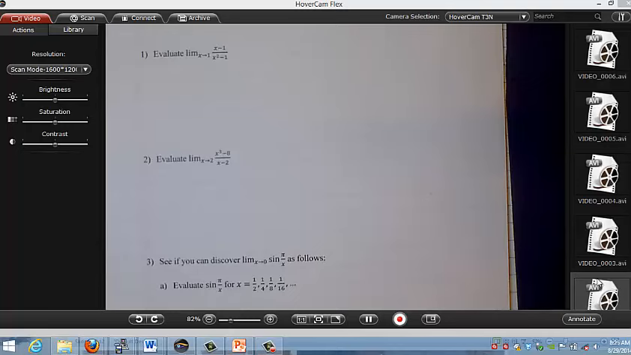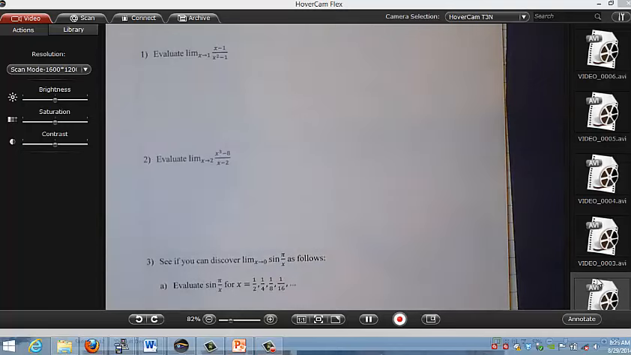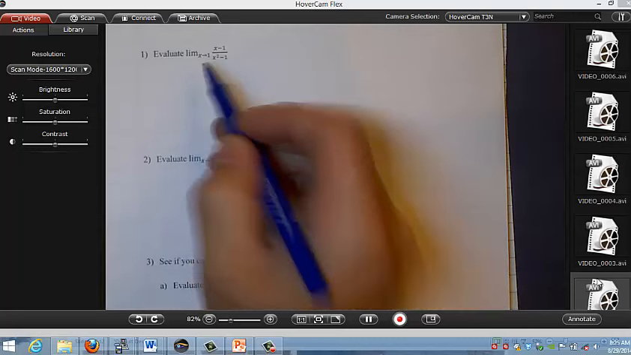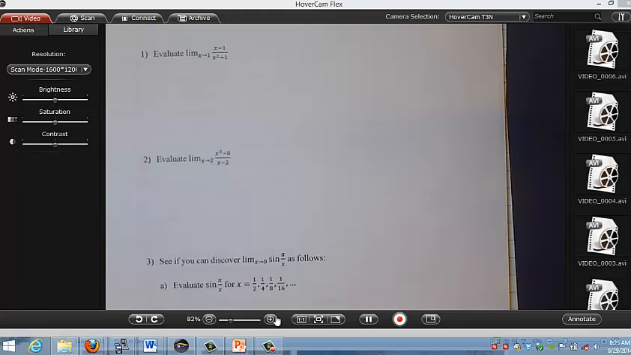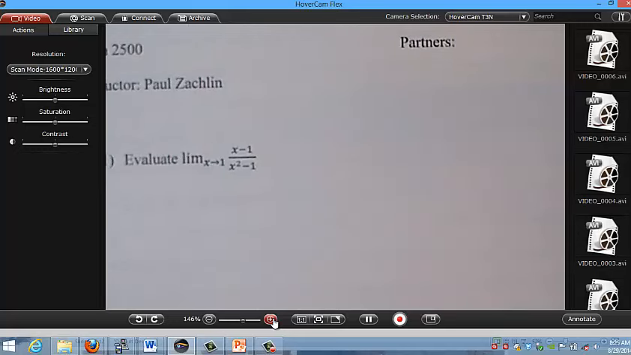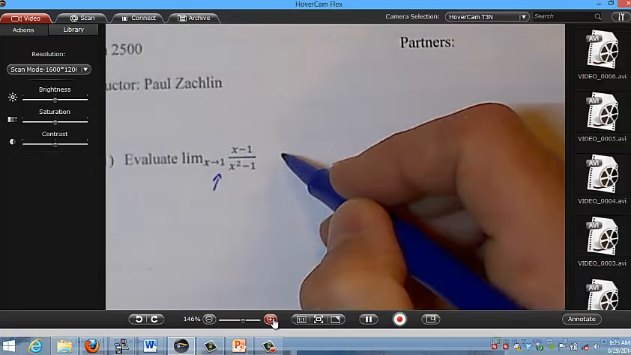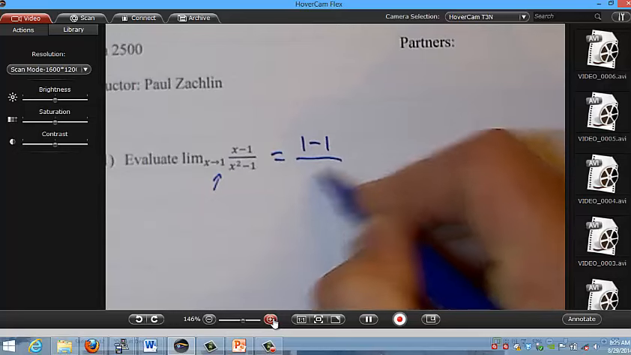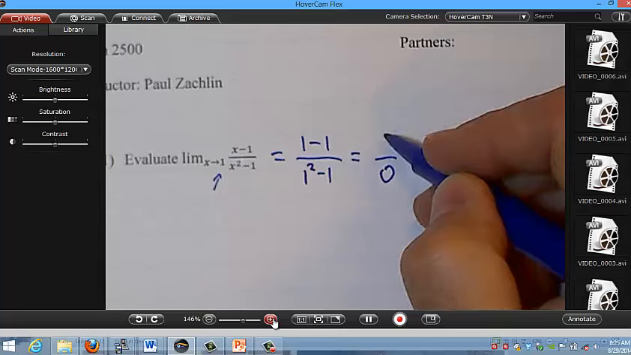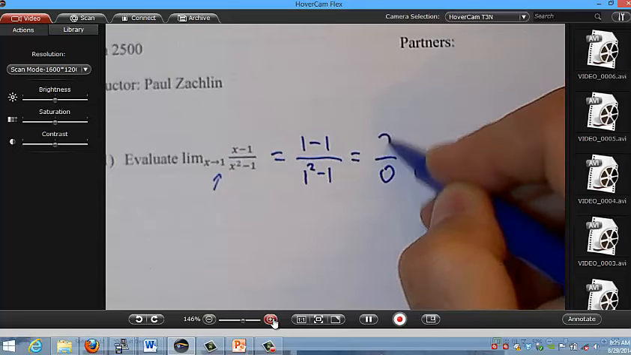Anytime that I'm trying to compute the limit as x approaches some value a, see there's the a? Let's zoom in. So a here is equal to 1, right? What I'll do is take that 1 and plug it in. So the first thing I try, I do 1 minus 1 over 1 squared minus 1. And I get a 0 in the denominator, but I also get a 0 in the numerator.